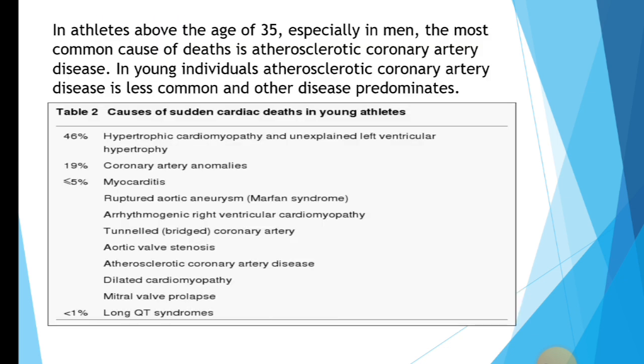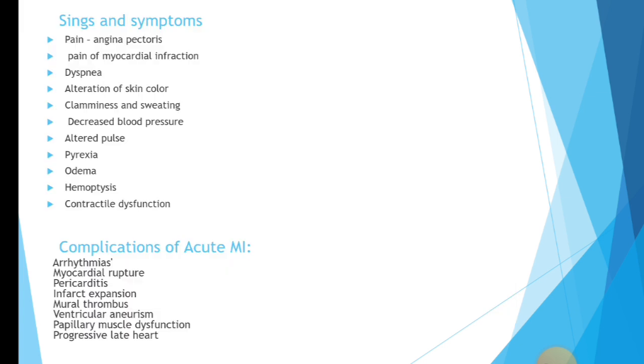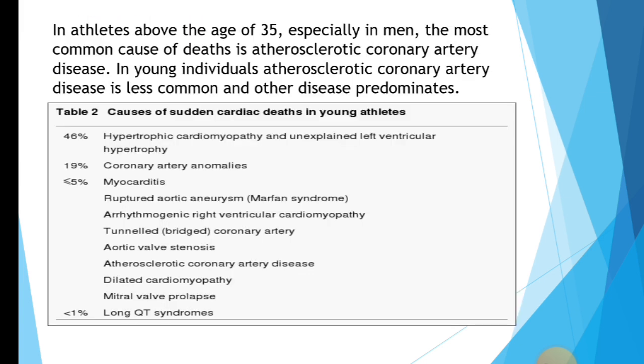In athletes above the age of 35, especially in men, the most common cause is atherosclerotic coronary artery disease, and in the young it is less common. Other causes are in this table. One can see the causes of sudden cardiac death in young athletes. 46% is due to hypertrophic cardiomyopathy or unexplained left ventricular hypertrophy, and 19% is due to coronary artery anomaly, then myocarditis or any other condition.